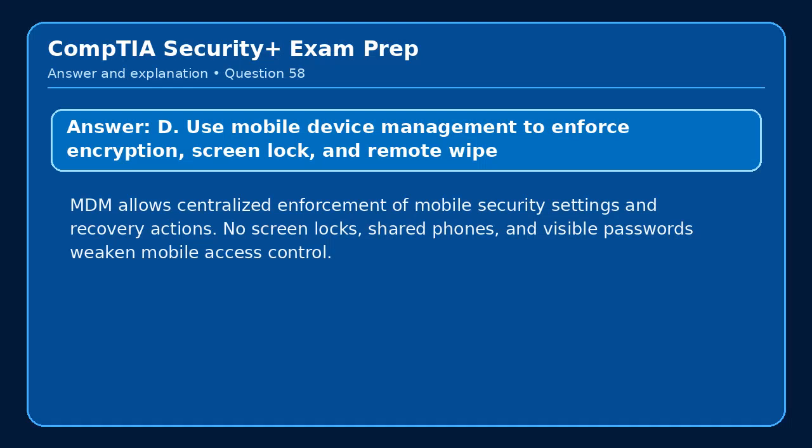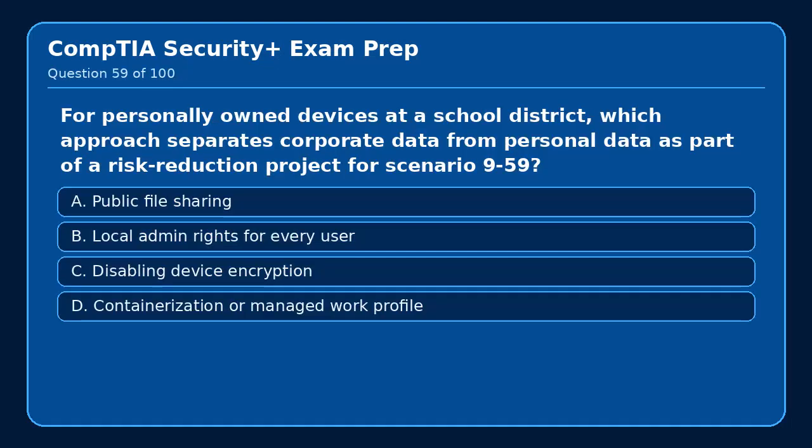The answer is B. WPA3 Enterprise with 802.1X authentication. WPA3 Enterprise with 802.1X provides stronger encryption and individual authentication. Open networks, public shared passwords, and WEP are weak or obsolete.